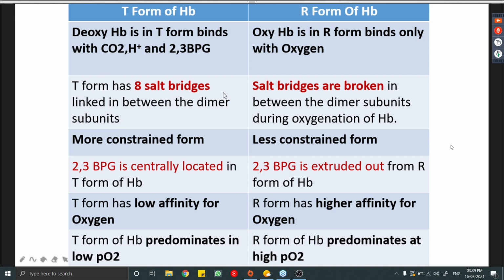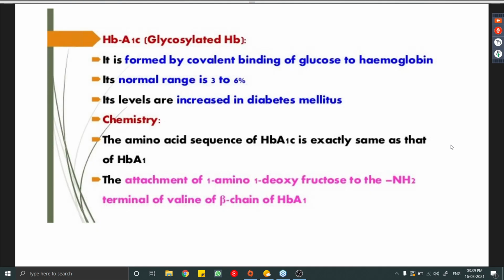There are 8 salt bridges formed in the T form, and they link between the dimer subunits, whereas in the R form, salt bridges are broken. It is a more constrained form versus a less constrained form. 2,3-BPG is centrally located in the T form, whereas it is extruded from the R form. The T form has low affinity for oxygen, whereas the R form has higher affinity for oxygen. The T form of hemoglobin predominates at low PO2, whereas the R form predominates at higher partial pressure of oxygen. Now comes another term that is known as glycosylated hemoglobin.